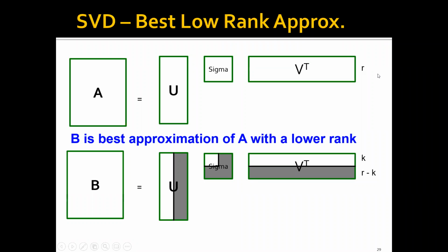Now let's talk about why SVD gives the best low-rank approximation. More specifically, we assume that the input matrix A is decomposed into three matrices, U, sigma, and V. And then we only keep the first k singular values in sigma and set the others to 0. This is equivalent to keeping only the first k columns of U and the first k rows of V transpose. We call this matrix B, and we claim that B is the best approximation of A with a lower rank.